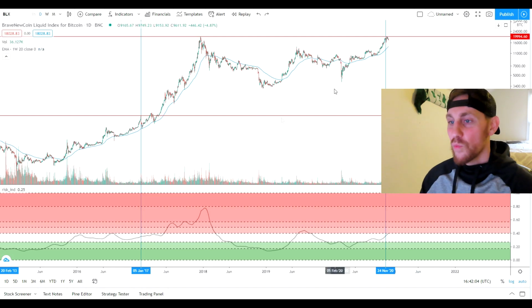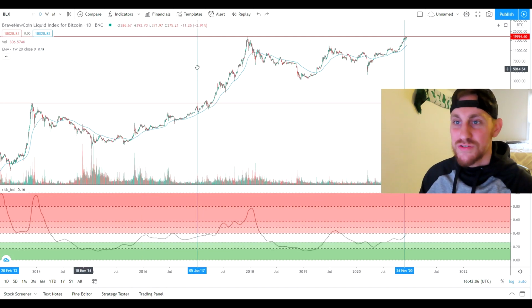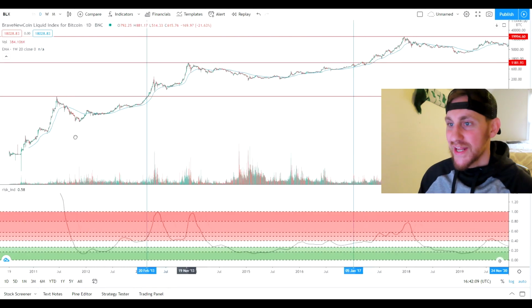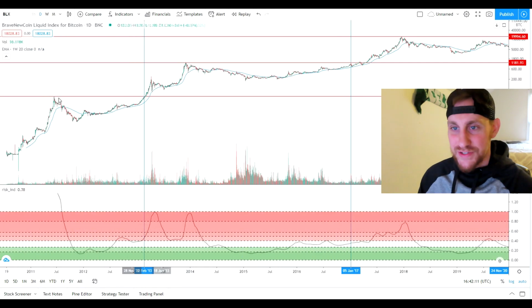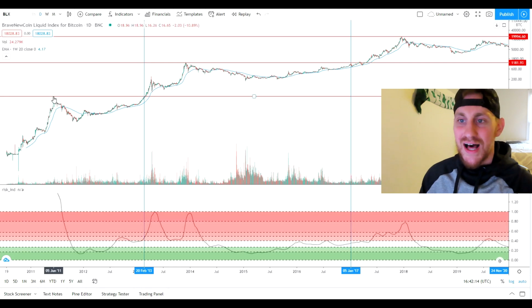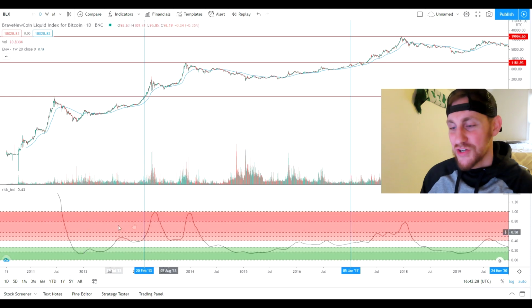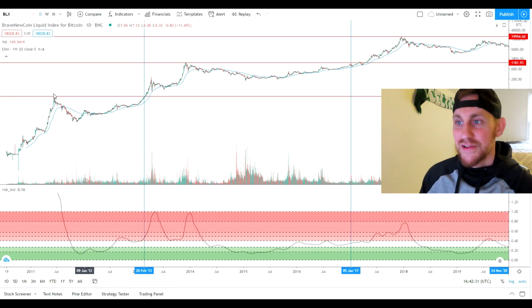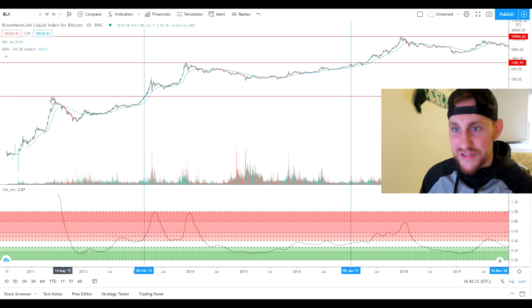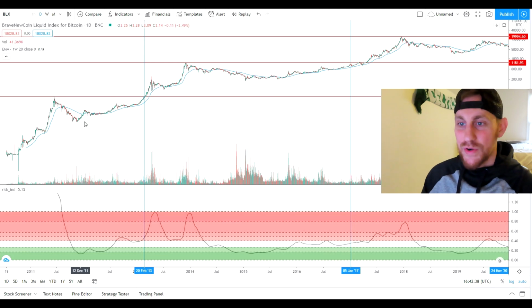So what happened in the previous bull? Let's go all the way back here, and why I think this could be a little bit different. Back here in the 2011 bull market, 2011 is like 10 years ago now. That's crazy, guys. But back here in the 2011 bull market, you guys can see what happened here. We were way above the red. Obviously this kind of just started, so we didn't have that much info going on. But you guys can see what happened here is the risk was too high and Bitcoin fell down.